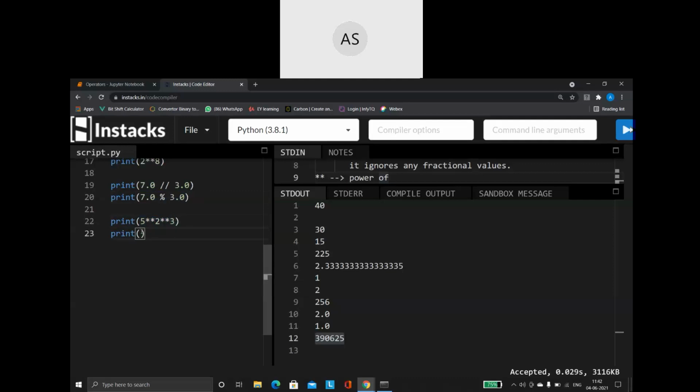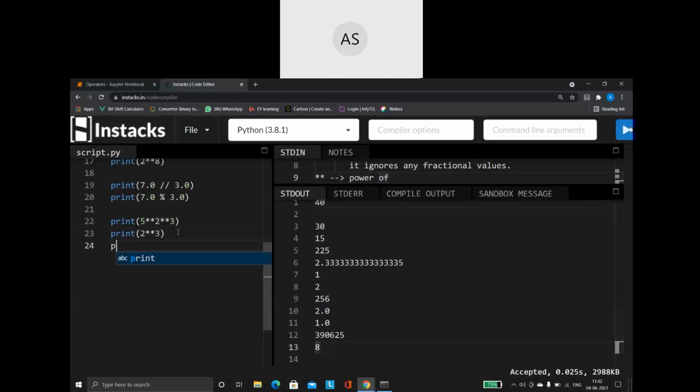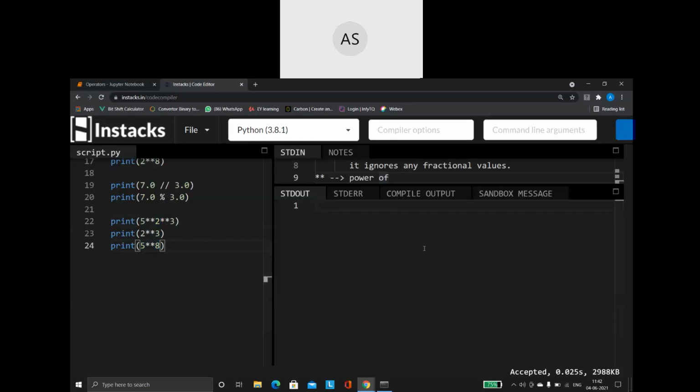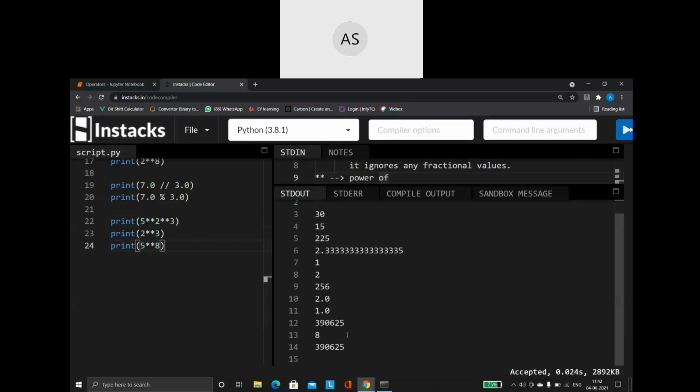So first what will happen? 2 to the power of 3. That is the first step. So 2 to the power of 3 will give me the output as what? 8. Then the second step is that value 8 is going to get substituted here. So first this operation will happen, and the result of this operation will be substituted in this place. So it is going to be considered like this. So now 5 to the power of 8. That is the same as the number we are getting here.